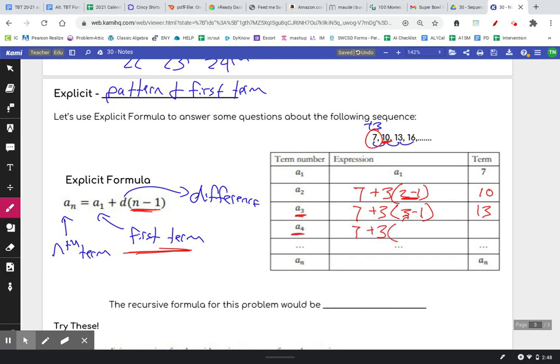Here I'm looking for the fourth term, so I'm going to plug in a 4 minus 1 to the equation. 4 minus 1 is 3. 3 times 3 is 9. 9 plus 7 is 16.